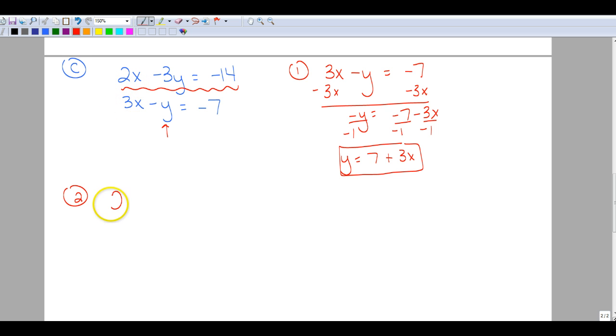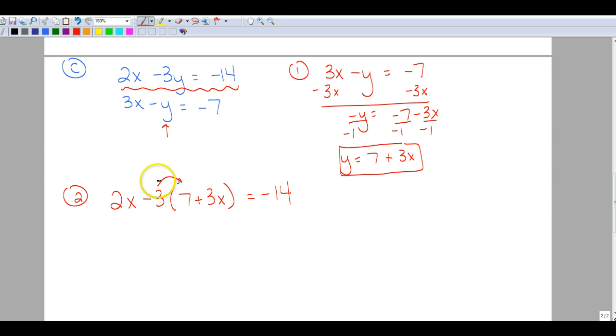So you have 2x minus 3 times this, 7 plus 3x, equals negative 14. Alright, so there we go. Sorry about the mistake. You're going to plug it into this equation. I just tried plugging it into this one and ran into my mistake.